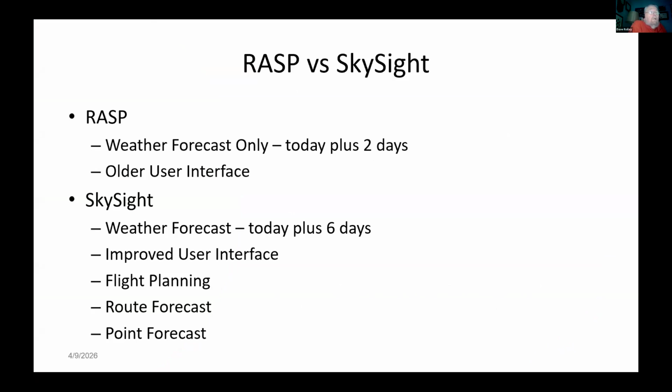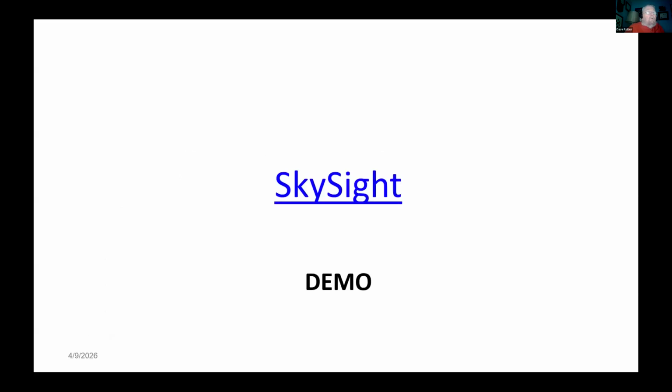SkySight is a worldwide product. They're attempting to do a weather forecast today plus 6 days. Like I said earlier, for micro scale, anything out beyond about 3 days is somewhat questionable. So they can give you an idea, but don't bet on it. Too much changes between now and then. It does have an improved user interface. It helps with flight planning, route forecasts, and point forecasts, and we will be playing with that as we go through the demo.